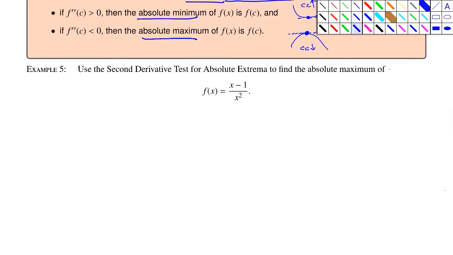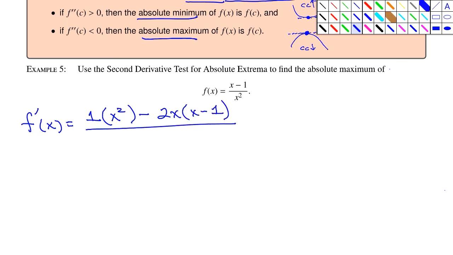Example 5 says, use the second derivative test for absolute extrema to find the absolute maximum of this function f of x is equal to x minus 1 over x squared. So first, let's find our critical values. We'll use the quotient rule. So the derivative is 1 times x squared minus 2x times x minus 1 over x to the fourth.